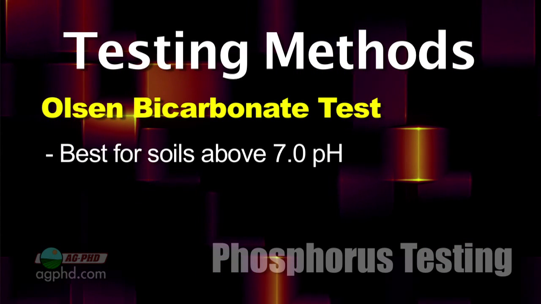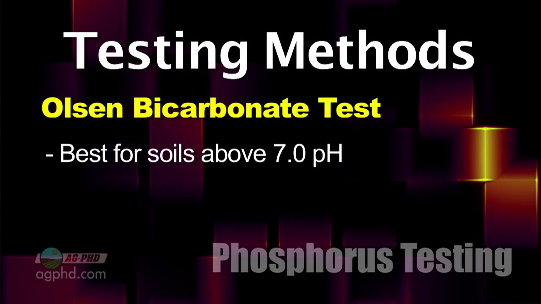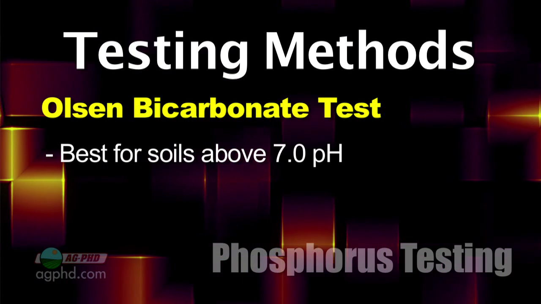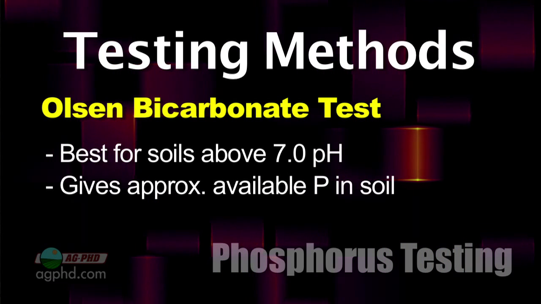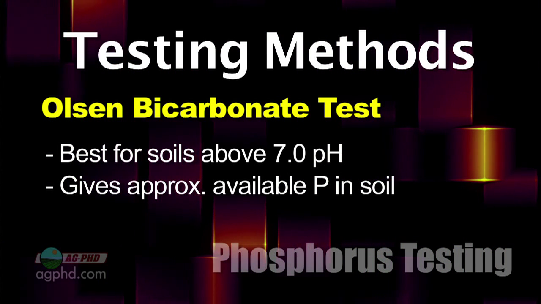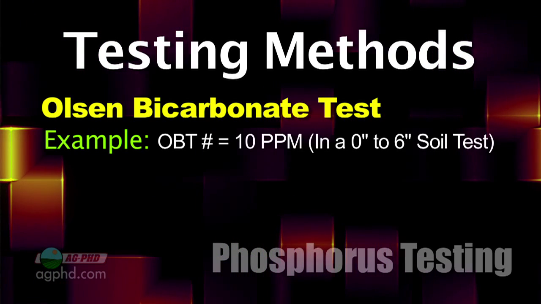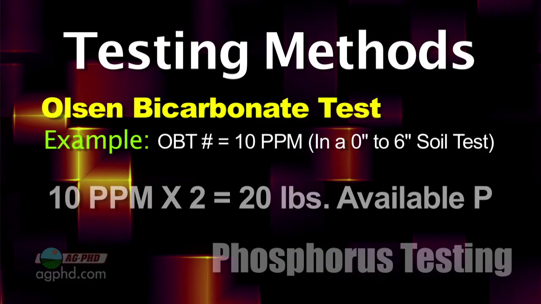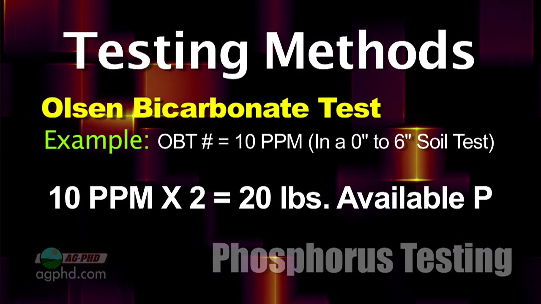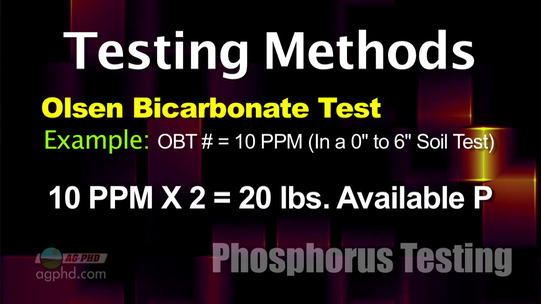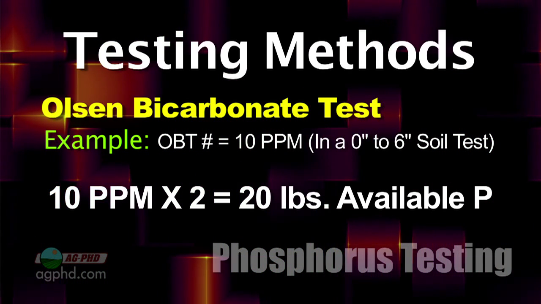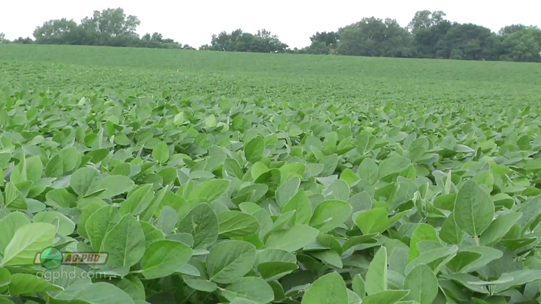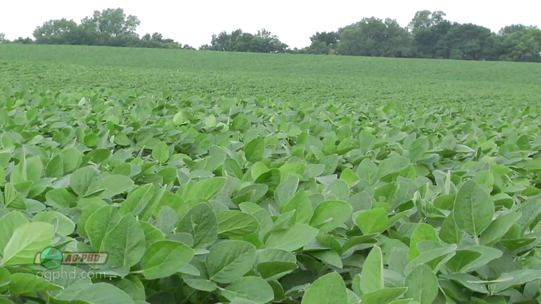If your soil pH is above 7, we want you looking at the Olson test. We believe that one is going to be a little bit more accurate in high pH ground. So when you look at that Olson test, it's going to tell you approximate available phosphorus, what's available in your ground today. So let's say, for example, you see a number of 10. Well, what does that mean to you? What it means is if that's a 0 to 6 inch soil test, you can multiply that number times 2. So you go from 10 parts per million to, okay, I've got 20 pounds of phosphorus out there. Once you know how many pounds you have, then you can look up how much my crop is actually going to remove, and start making some of your own recommendations from there.